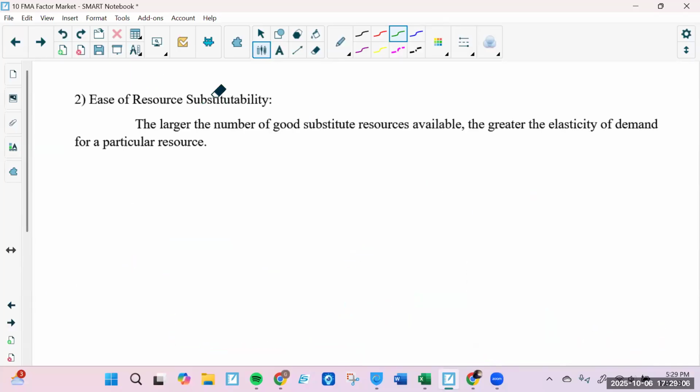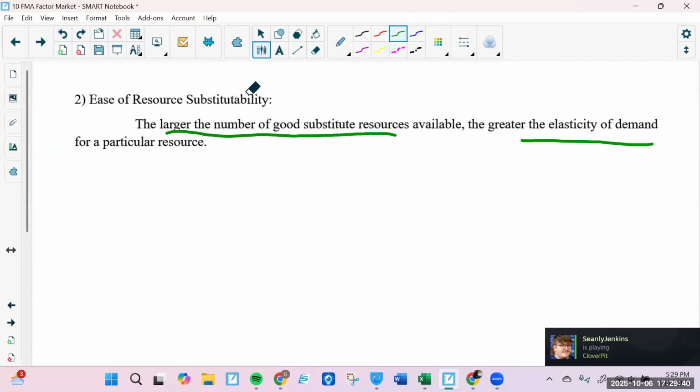Second thing is how easy it is to substitute the resource. If there's a large number of things you can substitute that resource for, then the elasticity of demand for that resource is going to be fairly elastic. Let's say you're producing something, you can use tin, and use tin to produce something, but you can also use steel and copper and zinc and aluminum and all these other things. That's going to make your demand for tin very elastic.